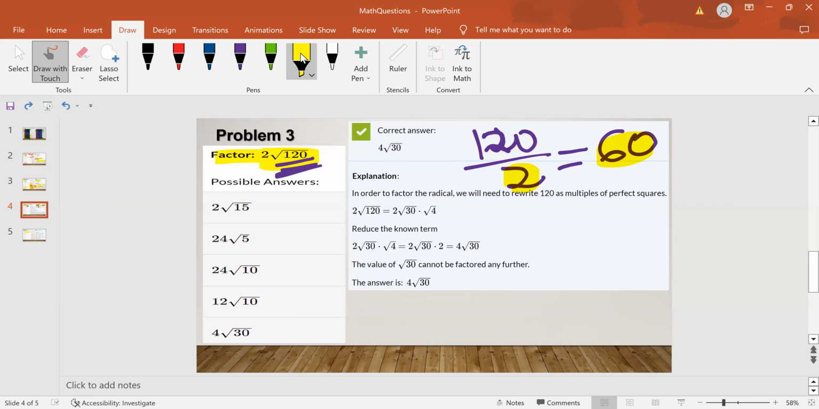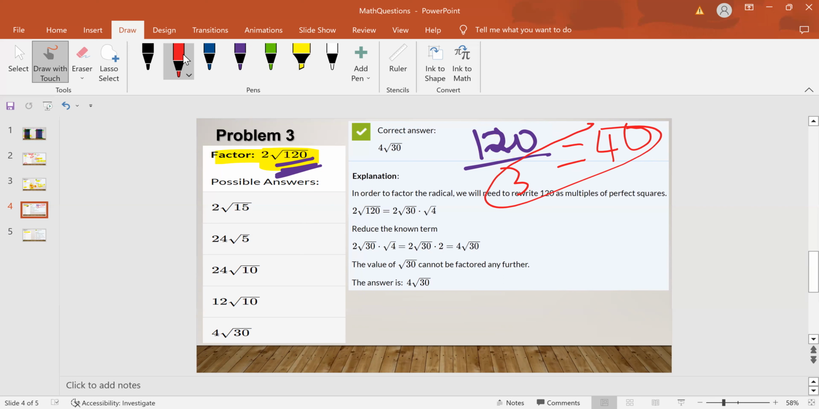Okay, so because it's not helpful with 2, this time we're going to try to divide it by 3. If we take 120 divided by 3, you get 40. So this is telling us that if you take 3 and multiply by 40, you get back 120. Now, 3 is not a perfect square. 40 is not a perfect square. That means it's not helpful. Can we try with another number?